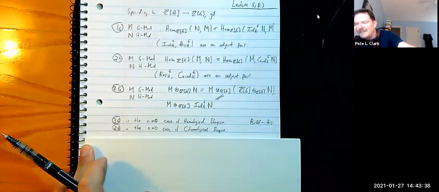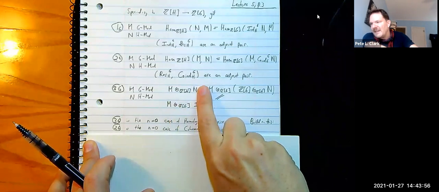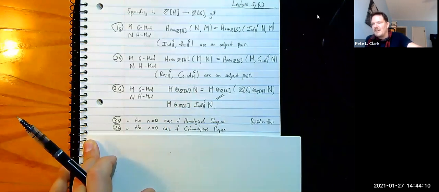If you take 3 and you look at it, I claim that this is the n equals 0 case of the homological Shapiro lemma. The Shapiro lemma was something with Tors over the group ring, right? But Tor 0 is the tensor product. The homological Shapiro lemma should say Tor_n over ZH of M, N is canonically isomorphic to Tor_n over ZG of M, Ind N. And so this is the n equals 0 case of the homological Shapiro lemma.